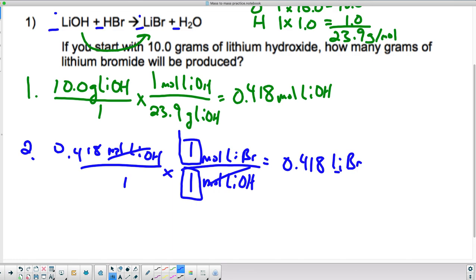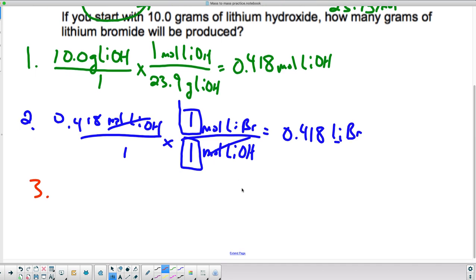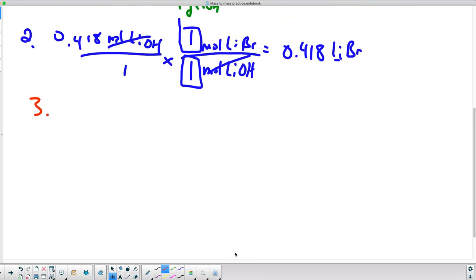Okay, my last step is going to be in red here, and it's going to be my third step, and now I'm going to go from, oops, I forgot to write moles down. So let me pull down a little bit further. There we go. And go back to blue, because here I should have moles. Okay, now we go to red. So now I'm starting off with 0.418 moles of lithium bromide.